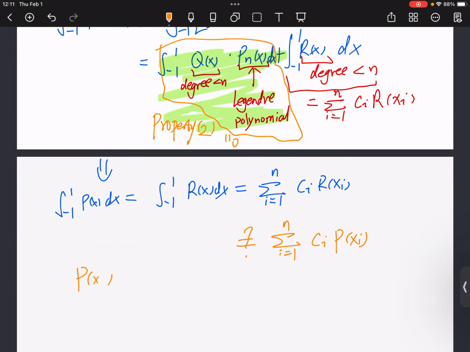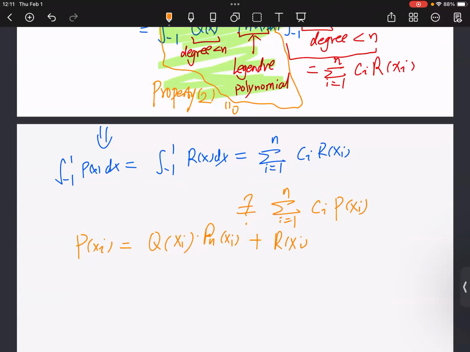If we evaluate P(x_i), it is Q(x_i) P_n(x_i) plus R(x_i) here. The good news is, what is x_i? The x_i come from the Gaussian quadrature rule, right? They are the roots of the Legendre polynomial, which means that P_n(x_i) equals 0.